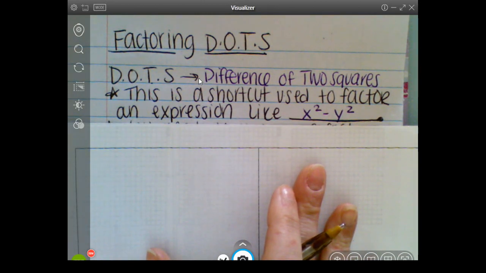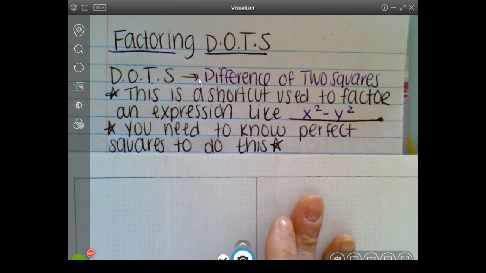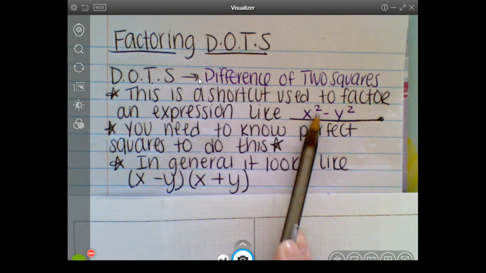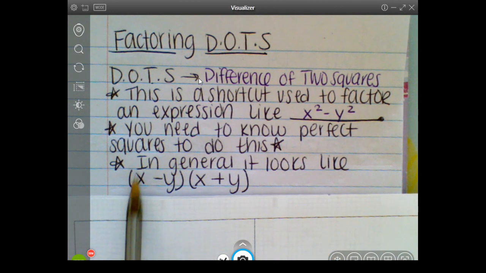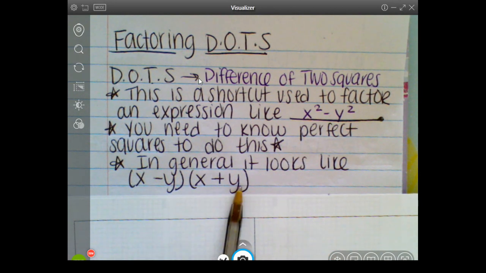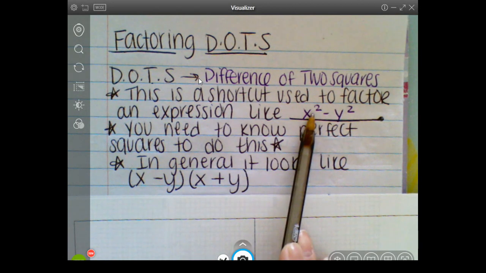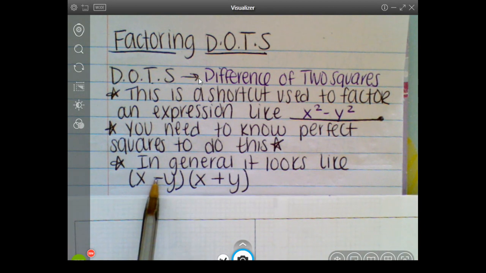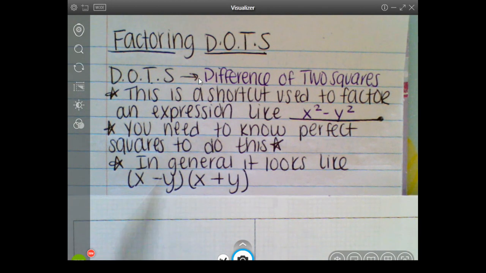Now, in general, this is what the factored expression looks like. If I'm factoring x squared minus y squared, it looks like two sets of parentheses. Remember, we call these binomials. So it looks like x and x in the front, y and y in the back, and one's positive, one's negative. It doesn't matter which one is positive and which is negative. But you do need to know perfect squares to do this.